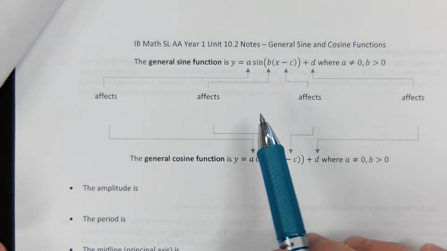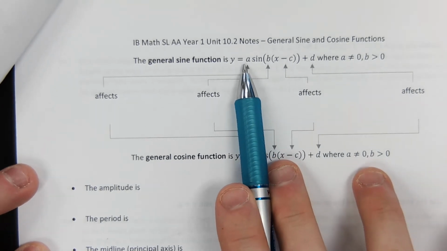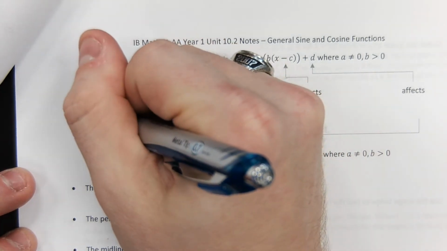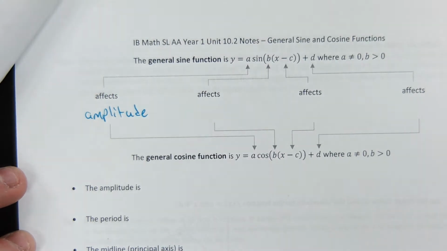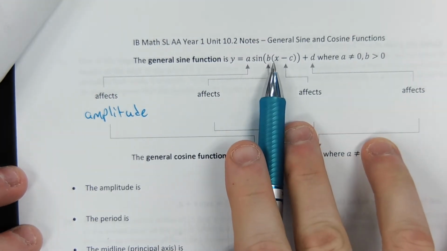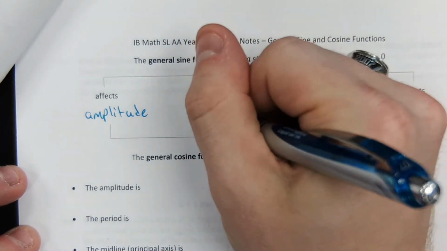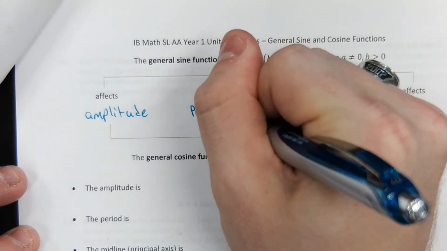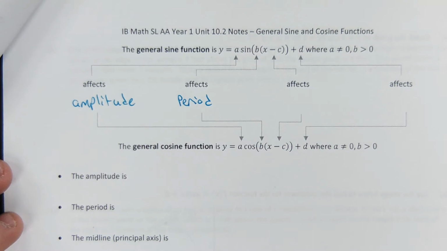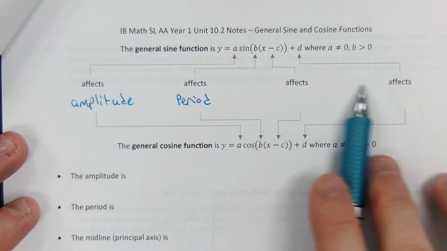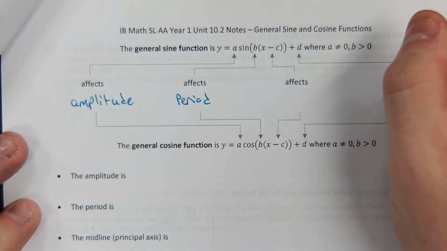So this letter A affects our amplitude. The letter B affects our period length. And by the way, this is true for both sine and cosine. You notice they have the same general function. One just says sine, the other says cosine. And this last one affects the midline.